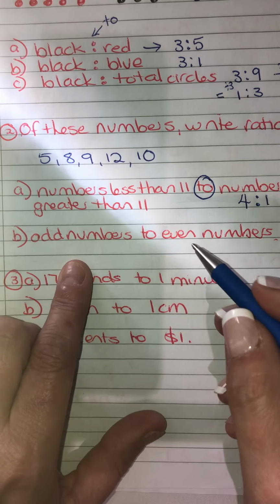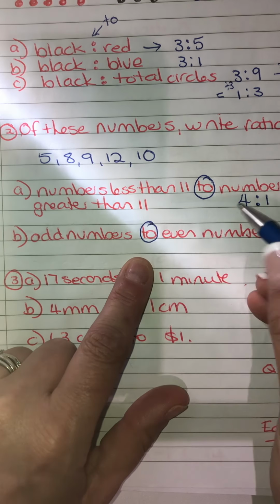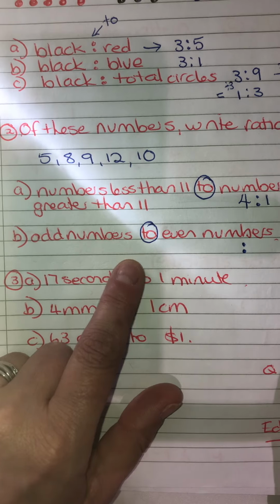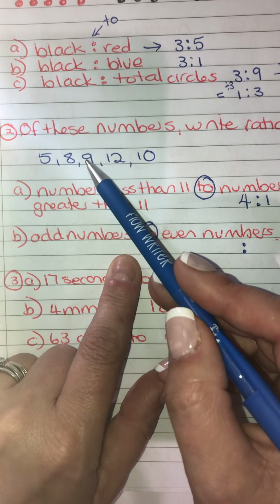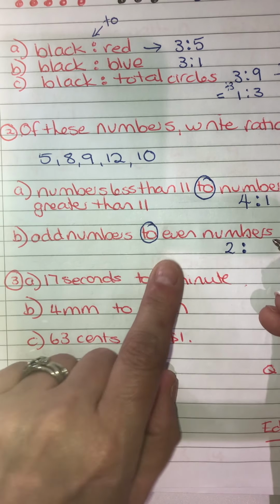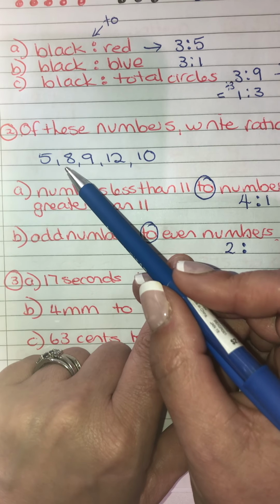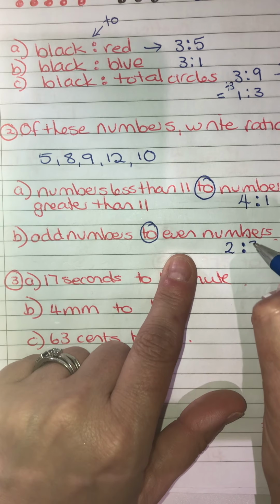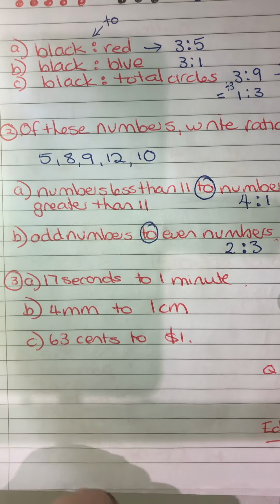Okay, same set of numbers, part B. Odd numbers to even numbers. If you circle your 'to', you'll know that's how we separate the questions. So odd numbers, yes, 1, 2, well, there's just 2. Even numbers, how many even numbers are there? 1, 2, 3. So your answer is 2 to 3.